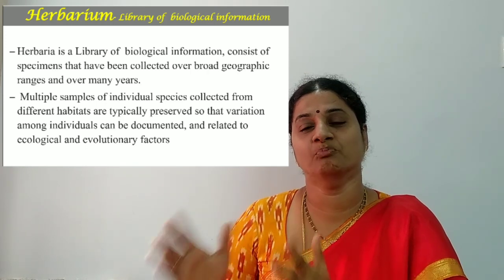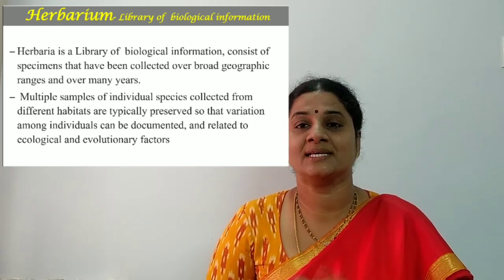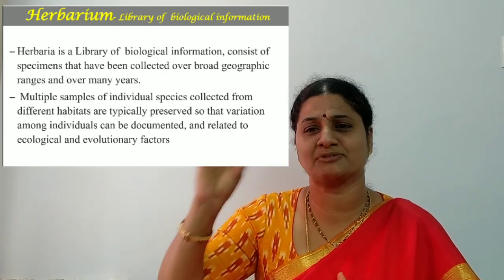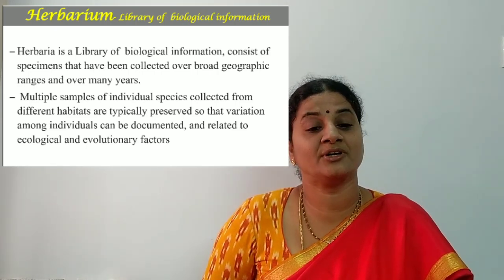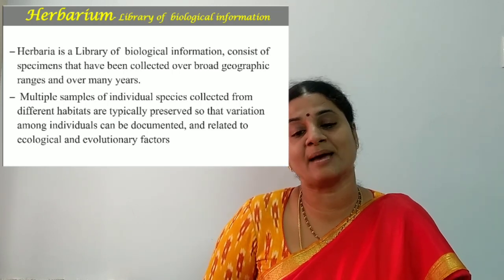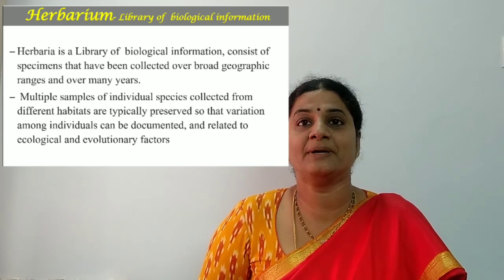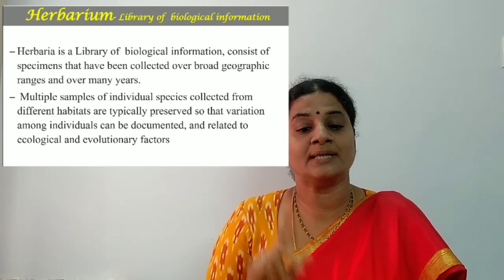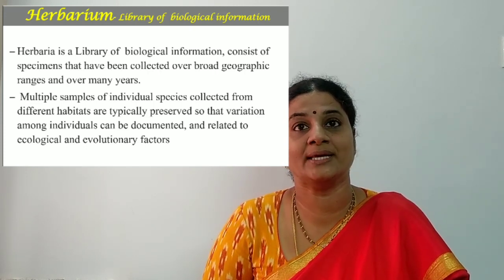We can compare this herbarium with a library. In the library we have a set of books, whereas this herbarium is a library of biological information. It consists of specimens collected from various parts of the world over broad geographic ranges and many years. Multiple samples of a species collected from different habitats are typically preserved, so that variation among the individuals can be documented and related to ecological and evolutionary factors. That means the same species, which is present in our locality and in some other country or continent, will be collected at various times and places, and compared to see the ecological adaptations and evolutionary changes in that particular plant.